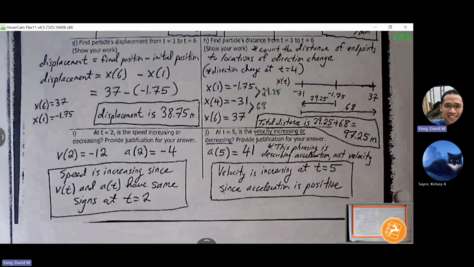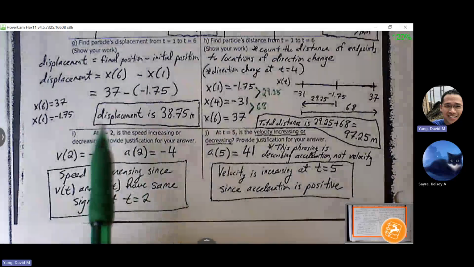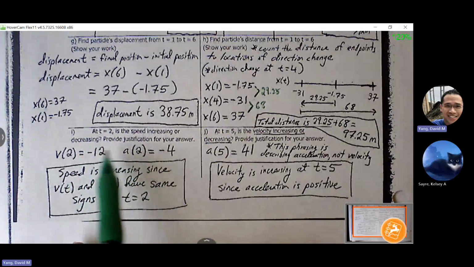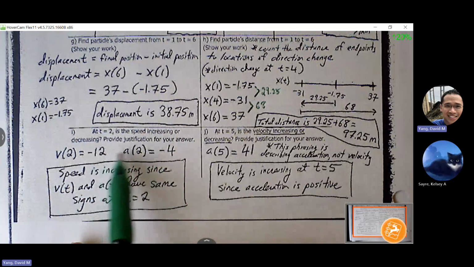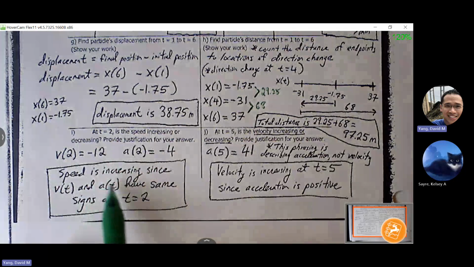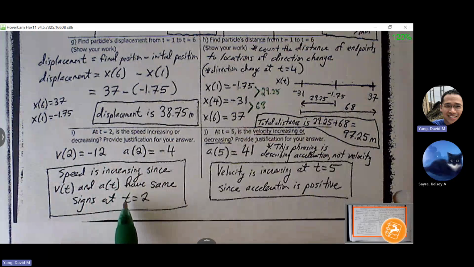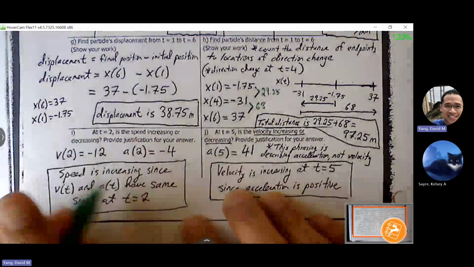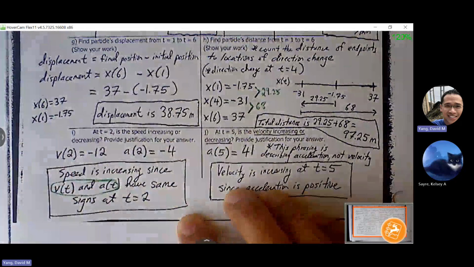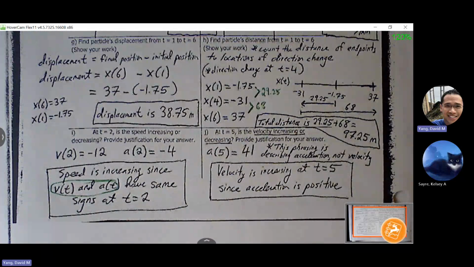Okay, finally, is the speed increasing or decreasing? We have to look at velocity and acceleration. Velocity at 2 is negative, acceleration at 2 is negative. Two negatives tell us that if we have the same signs, the speed is increasing. But don't just say speed is increasing because same signs. Specify what you're talking about. Say that it's because the velocity and acceleration have the same signs.